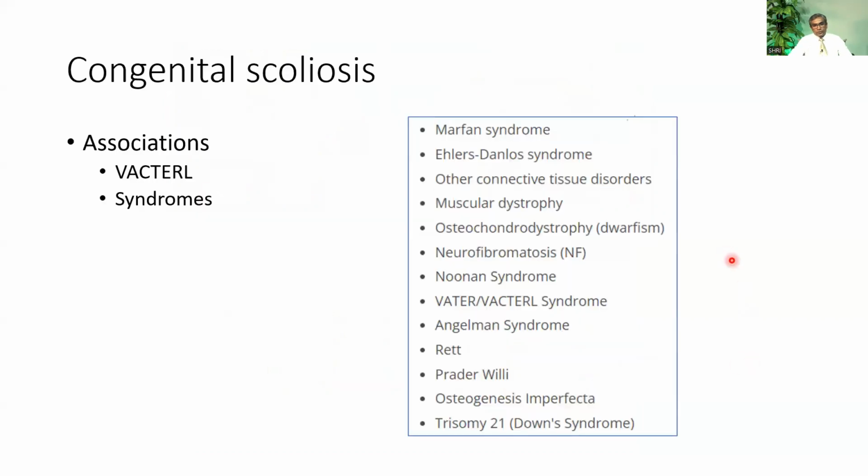So congenital scoliosis could be associated with a lot of syndromes actually. So it can be associated with vertebral deformities, as well as some syndromes. You can see in this chart, Marfan syndrome, Ehlers-Danlos, the connective tissue disorders, muscular dystrophies like Duchenne, osteochondrodystrophy like dwarfism, neurofibromatosis, Noonan's, Engelmann, Rett, Prader-Willi, and also osteogenesis imperfecta, and also Down syndrome. So there are a number of syndromes and congenital problems which can give rise to scoliosis.